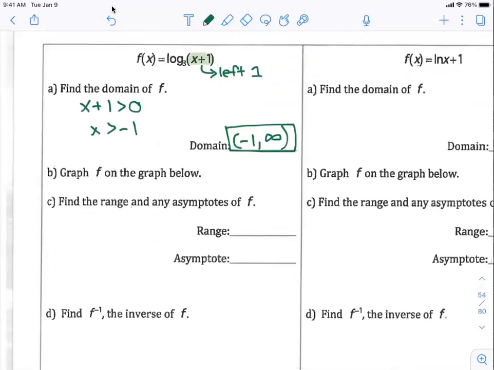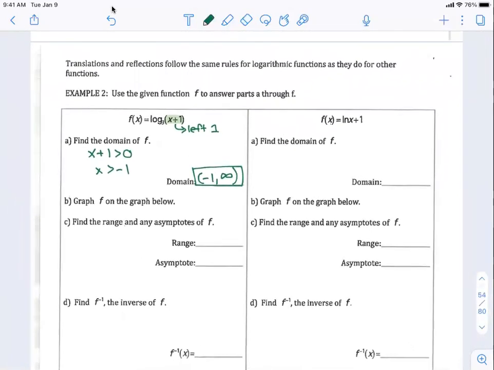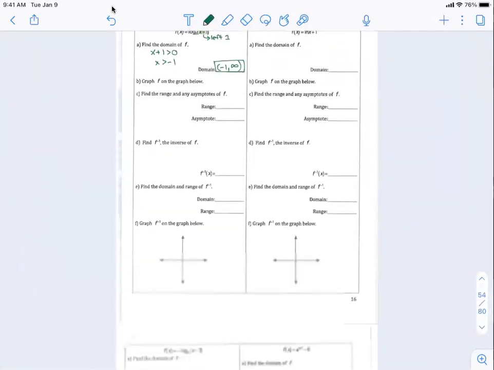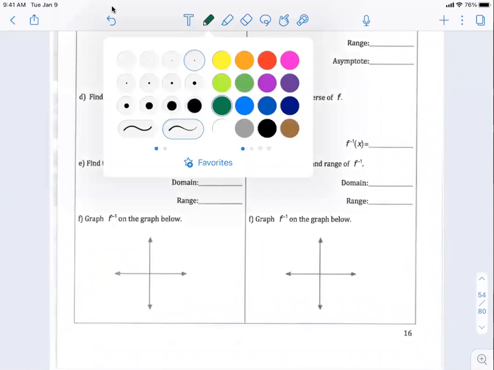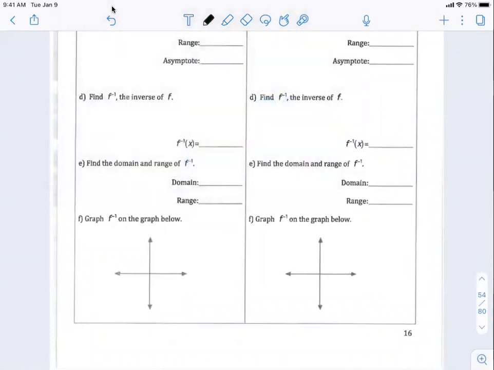So we're going to go ahead and graph it. Very important, we're going to actually skip the f inverse. We're just going to graph f on the graph below, okay? Because otherwise it gets a little bit messy. So we're just going to graph f.